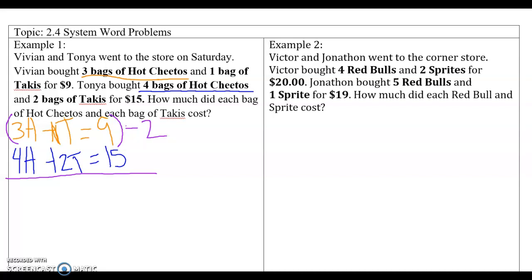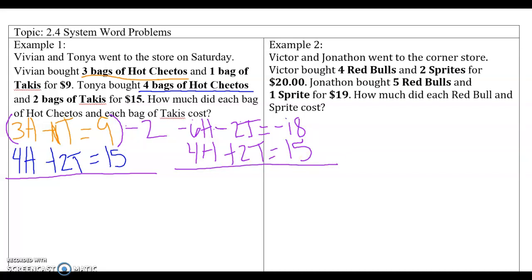Well, I can multiply this first equation by -2, because if I multiply this first equation by -2, I'm going to get 3H times -2, so that's -6H. 1T times -2 is -2T, and that will cancel out with the positive 2T at the bottom. 9 times -2 is -18. Okay, then we're going to rewrite the second equation on the bottom, so then I can easily add these two equations together and solve.